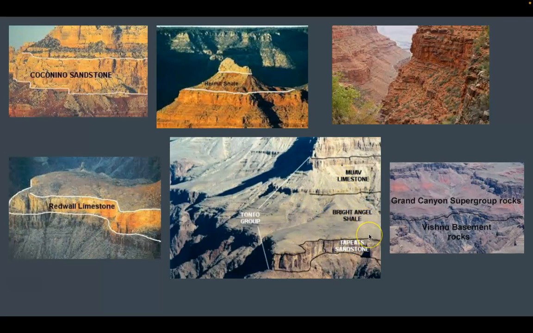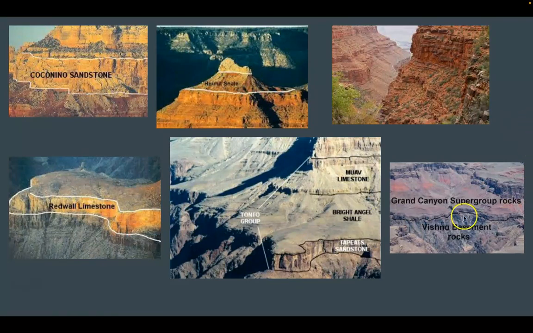And then the Teapot Sandstone is sedimentary. So far you can see that the Grand Canyon, although it was formed through igneous and metamorphic processes, is made up of sedimentary rocks, which is pretty cool. And all these layers go on top of each other.